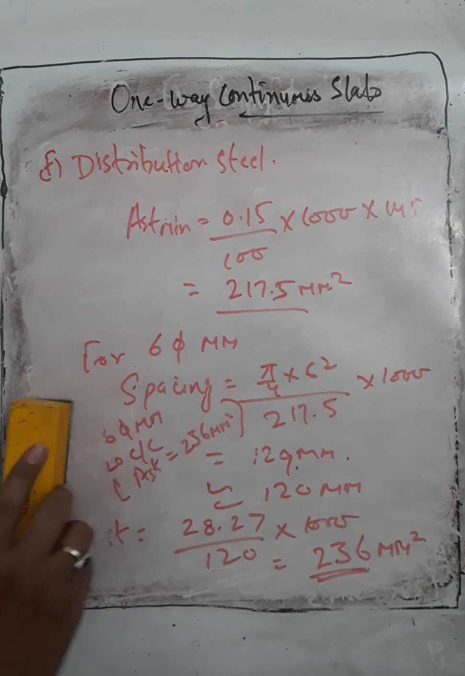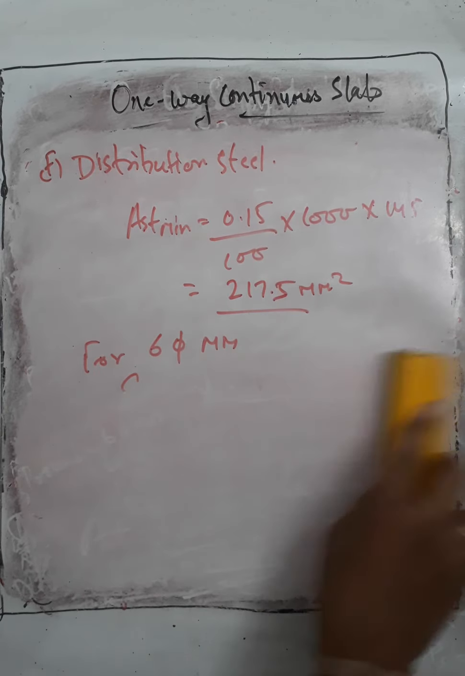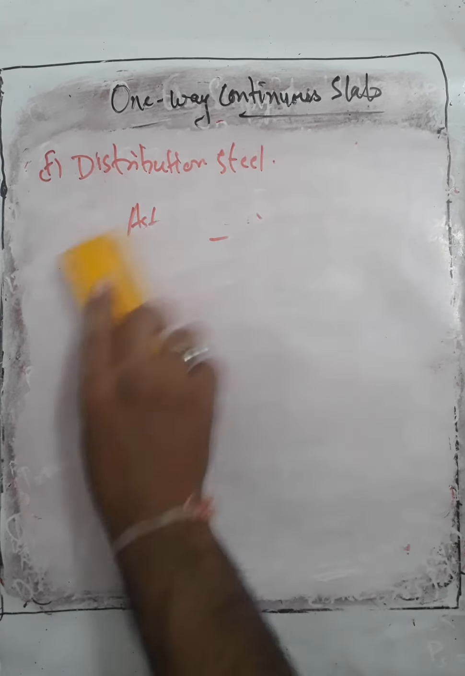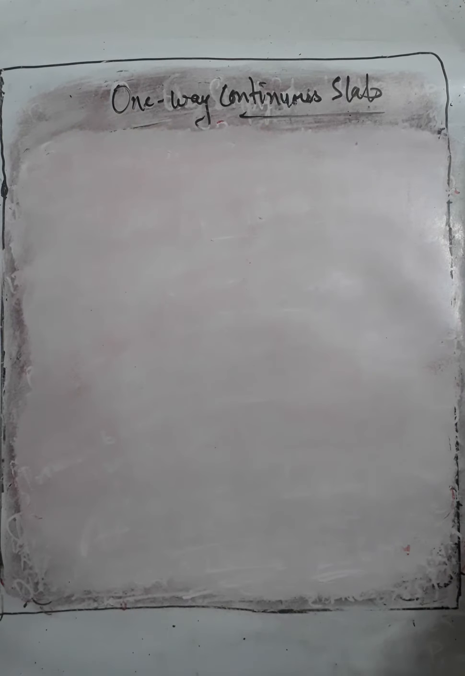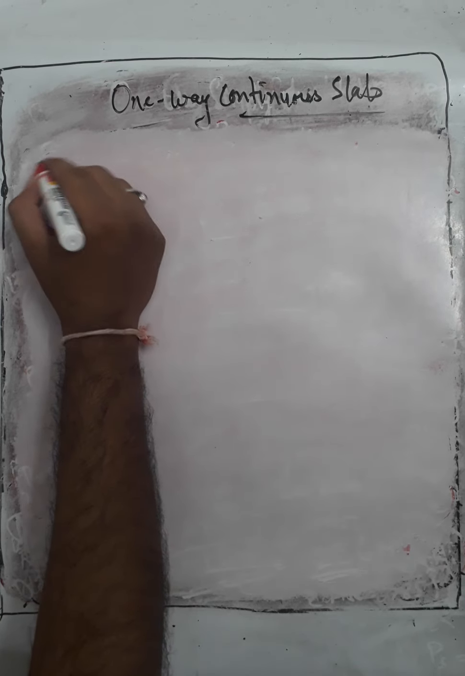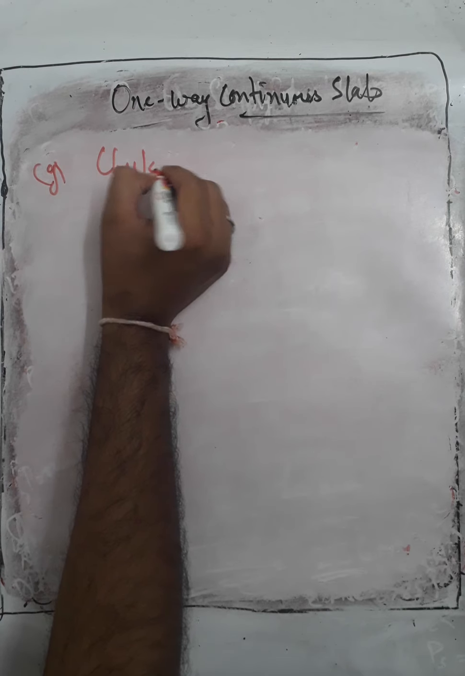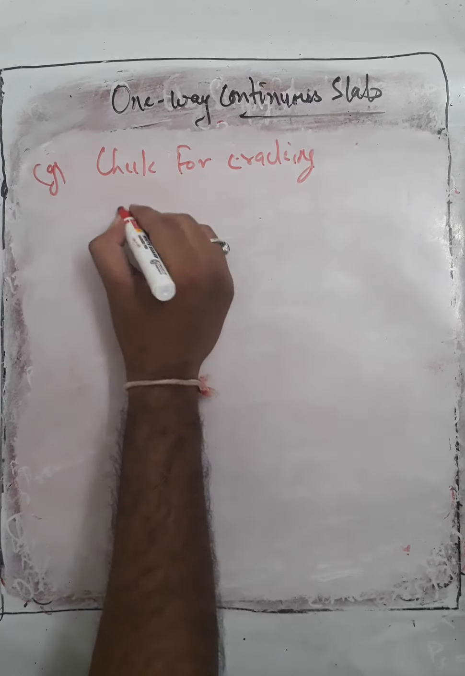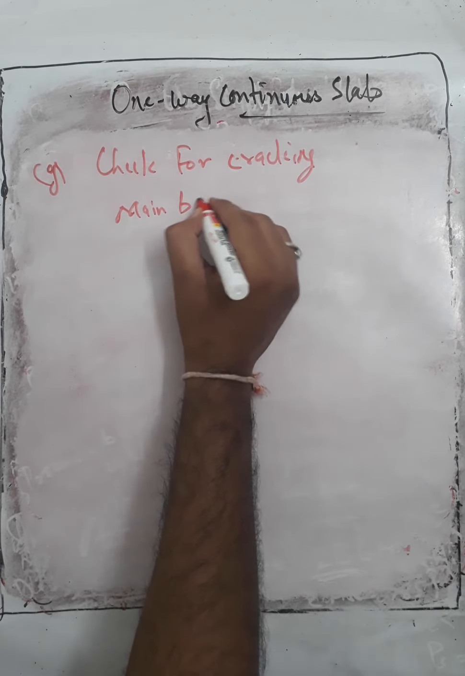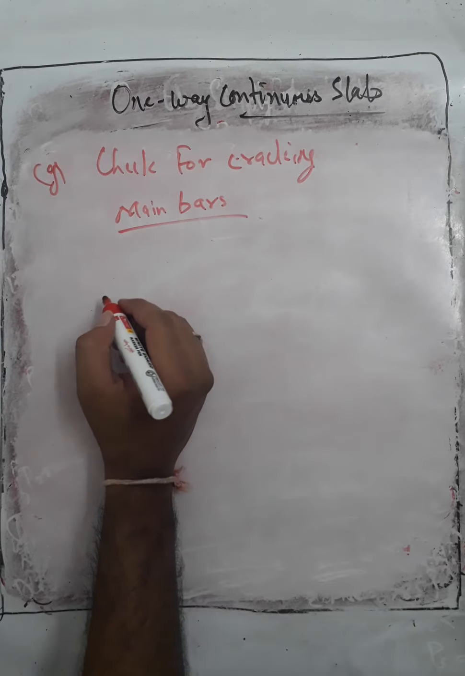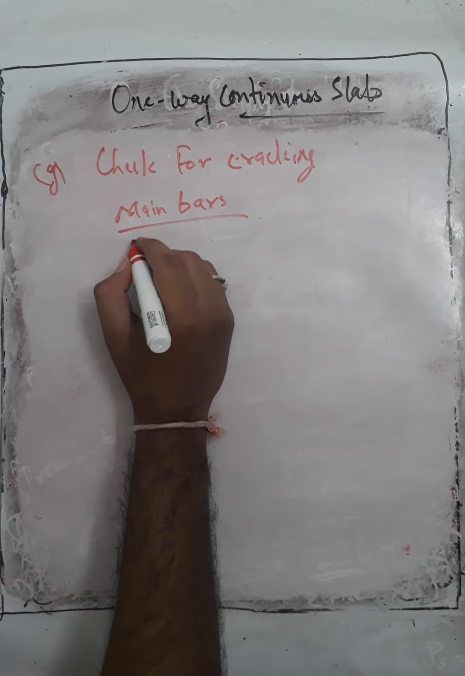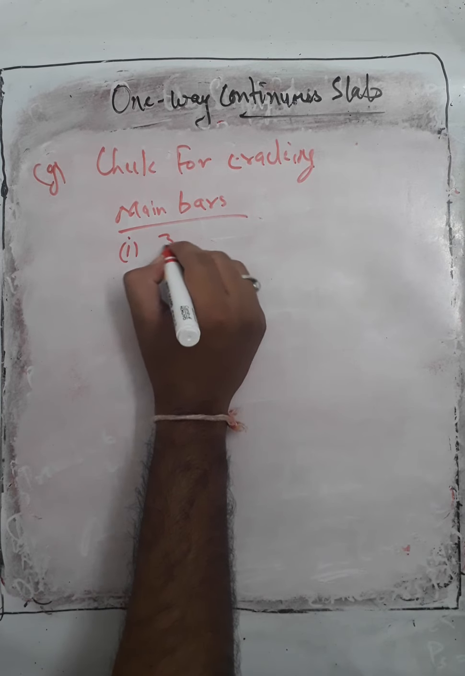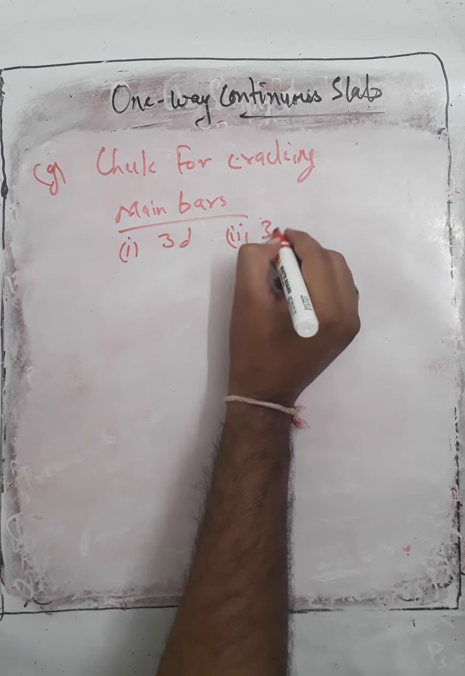Now we have to find the different checks for that problem. So we have to do the check for cracking, check for deflection, check for development length, and check for shear. So first we do the check for cracking. For cracking, different conditions are given for main bars and distribution bars. So here we take main bars. For main bars you have to take 3D or 300.